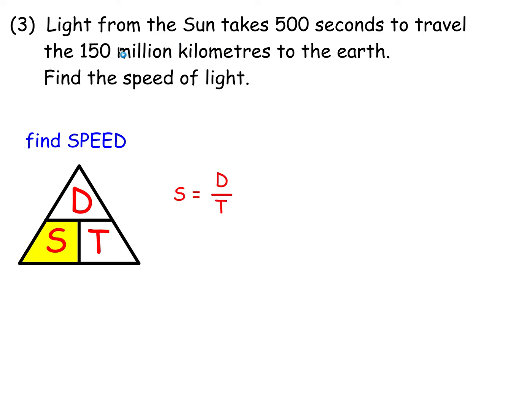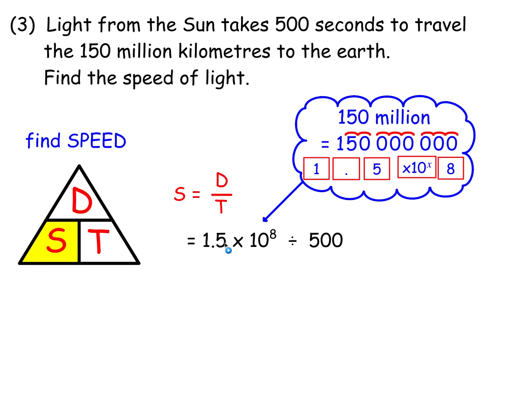Distance is 150 million. That's 150 with 6 zeros after it. So in the calculator, you can enter it as 150 with 6 zeros after it if your display would take it. But in standard form, scientific notation, that's 1.5 times 10 to the power 8. There it is worked out there: 150 million, 150 and an extra 6 zeros. If you put it in standard form, you're shifting the point 8 places to get to 1.5.